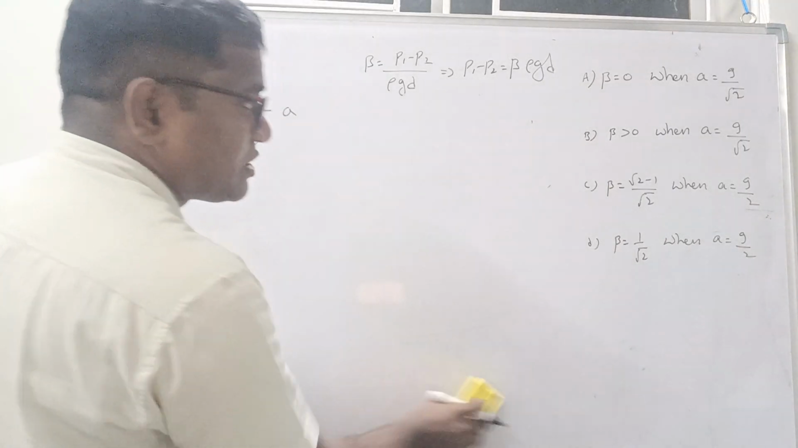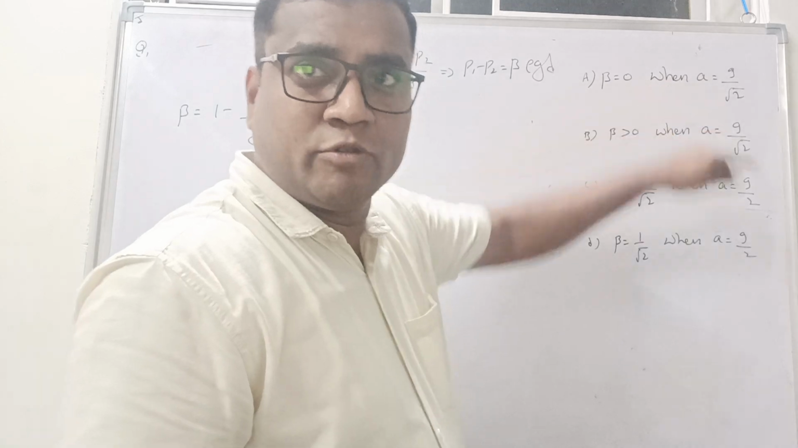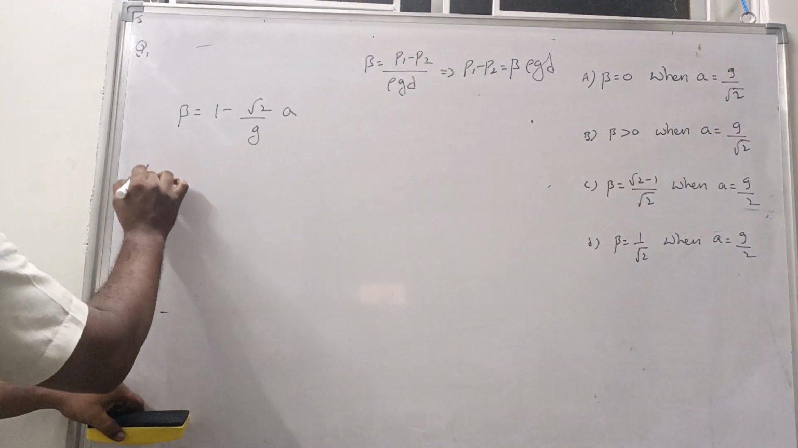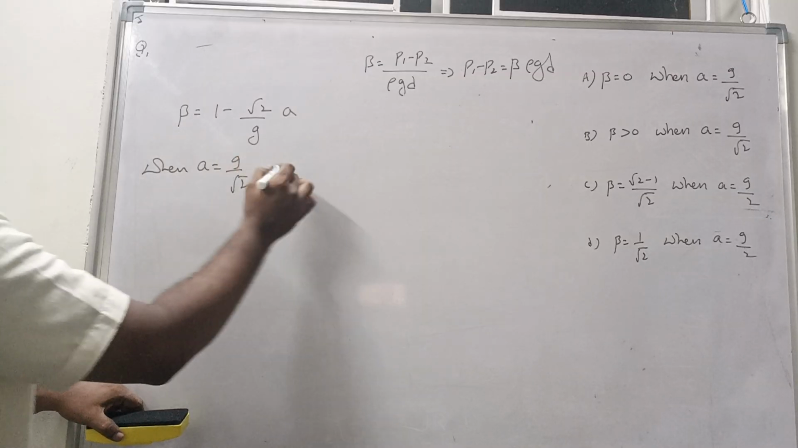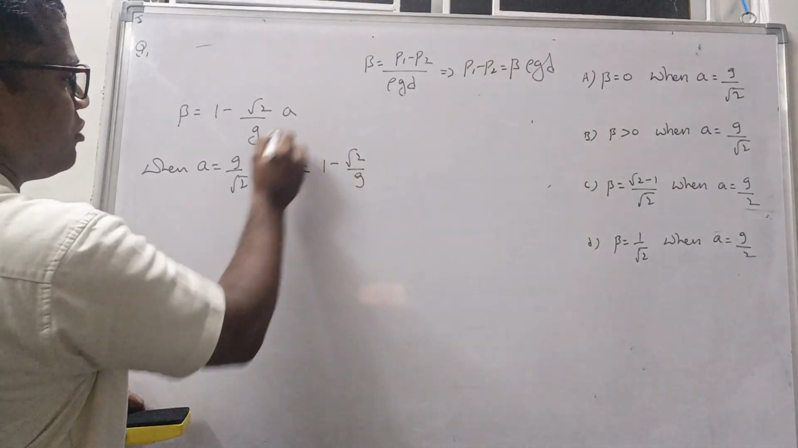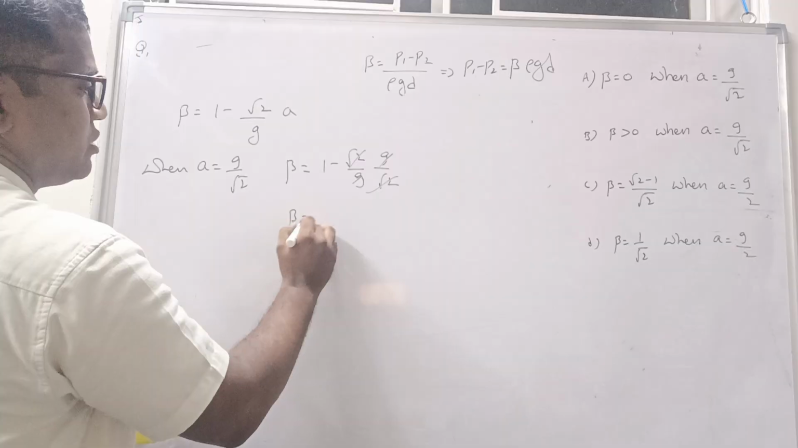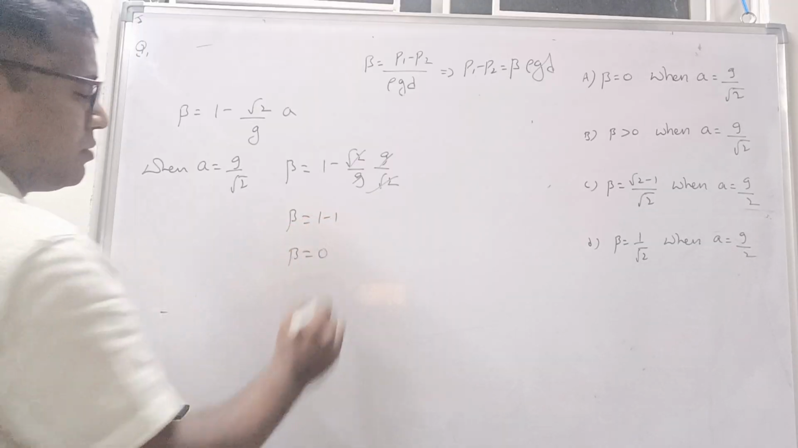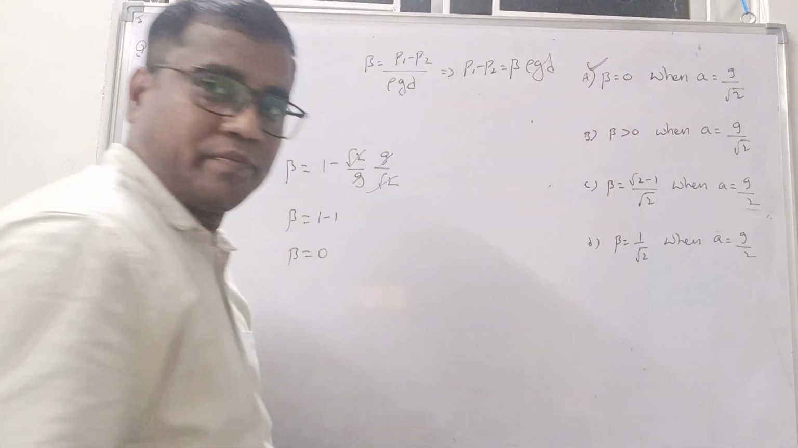Now see, what is the first one? Beta is equal to 0 when A is equal to G by root 2. So we'll substitute. When A is equal to G by root 2, calculate. Beta is equal to how much? 1 minus root 2 by G, A is equal to G by root 2. So beta is equal to 1 minus 1, beta is equal to 0. So this one is absolutely correct.